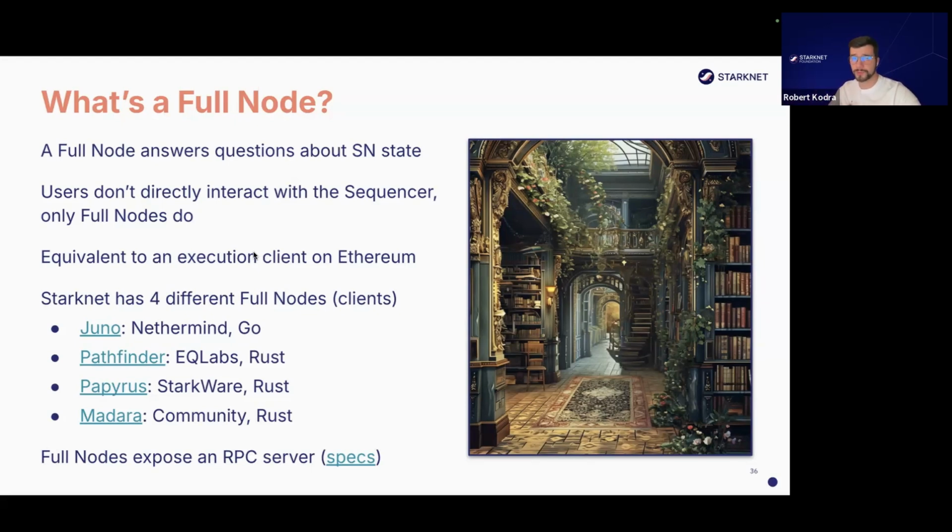Starknet currently has 4 different full node clients. We have Juno from Nethermind, which is written in Go. Then we have Pathfinder from Equilibrium Labs, which is written in Rust. Then we have Papyrus from Starkware, which is also written in Rust. And finally, we have Madara, which is a community project written in Rust. These full nodes expose RPC servers, and you can find the specifications on that link.